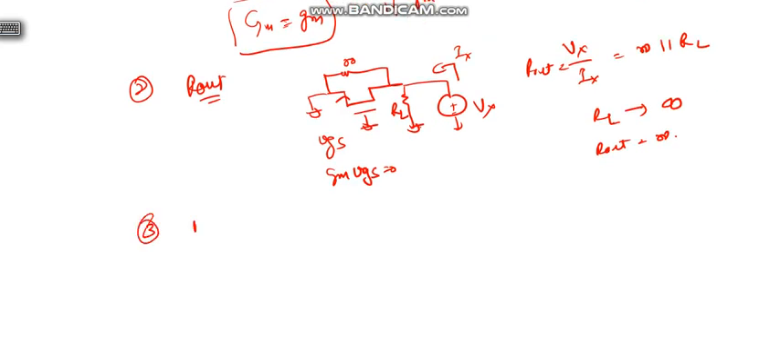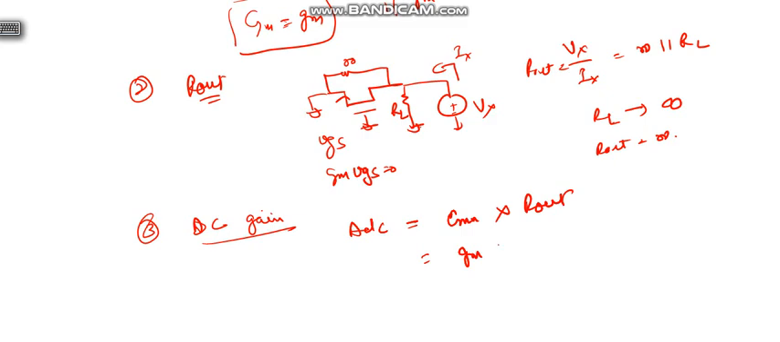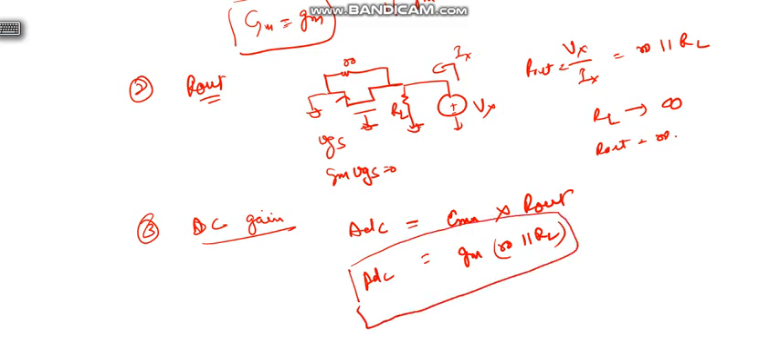Now third, DC gain. ADC equals GM into R out. GM is GM, R out is RO parallel RL. So here in common gate configuration we can observe that it is not giving inverted gain like common source, because here the sign is positive, and in case of common source the sign is negative. So this is the DC gain.